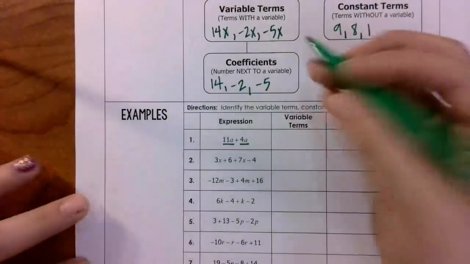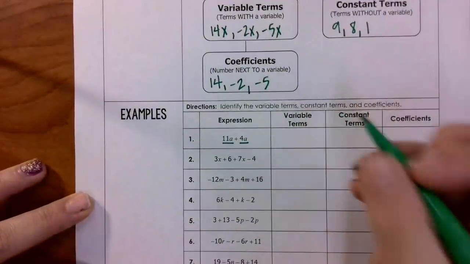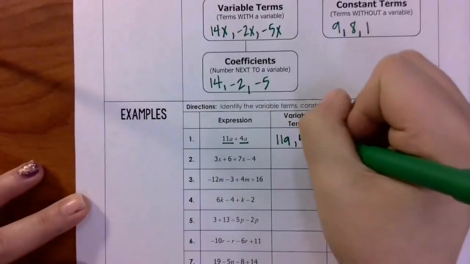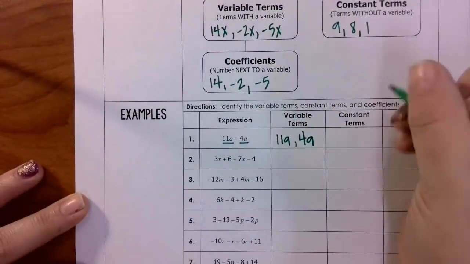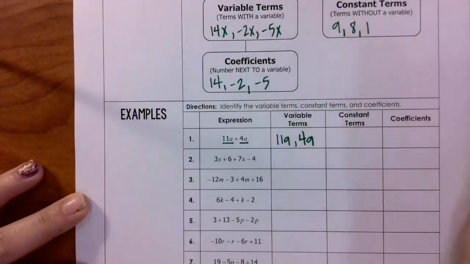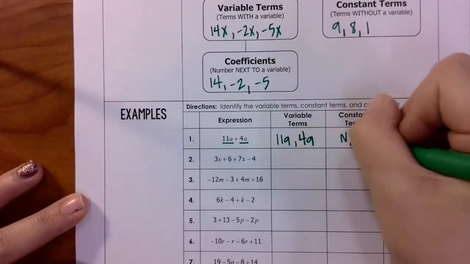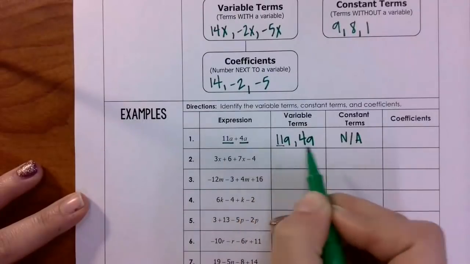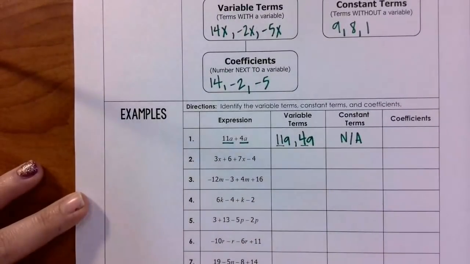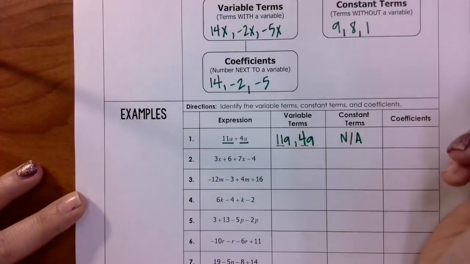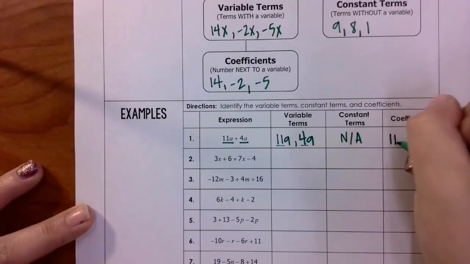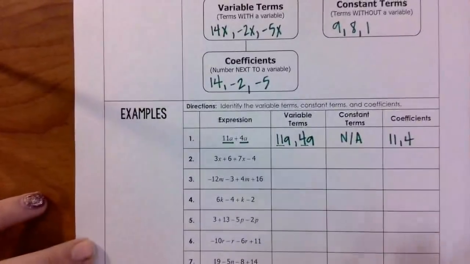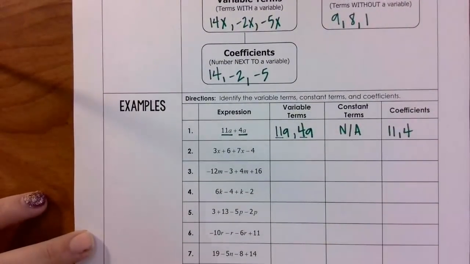but let's continue. So the variable terms here are 11A. You're going to separate your answers with a comma, and 4A. The constant terms, there are none, so we're going to leave that blank and put NA, not applicable. The coefficients, remember, are the numbers in front of the variables. And since we have 2 variable terms, that means we're going to have 2 coefficients. So 11, 4. Make sure that the number of variable terms you have matches the number of coefficients. I want you to circle number 2.